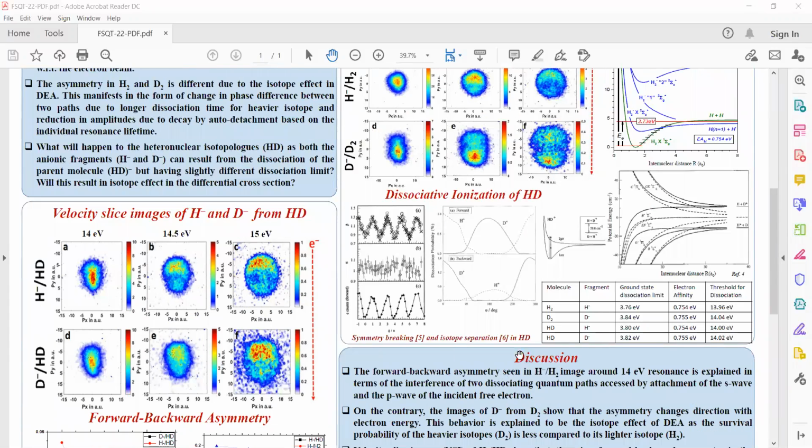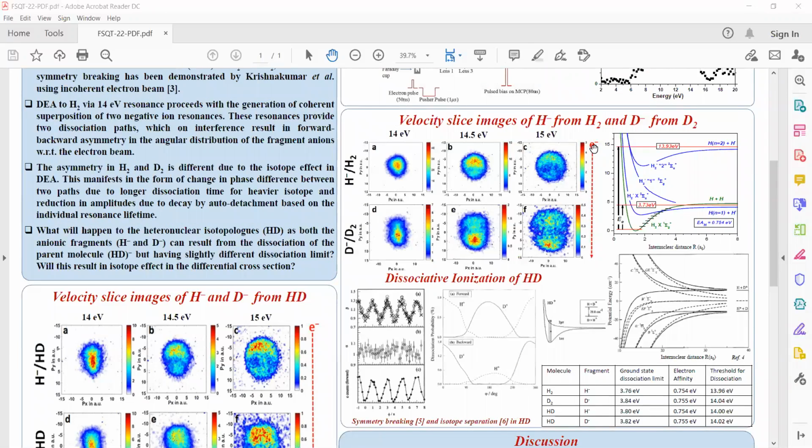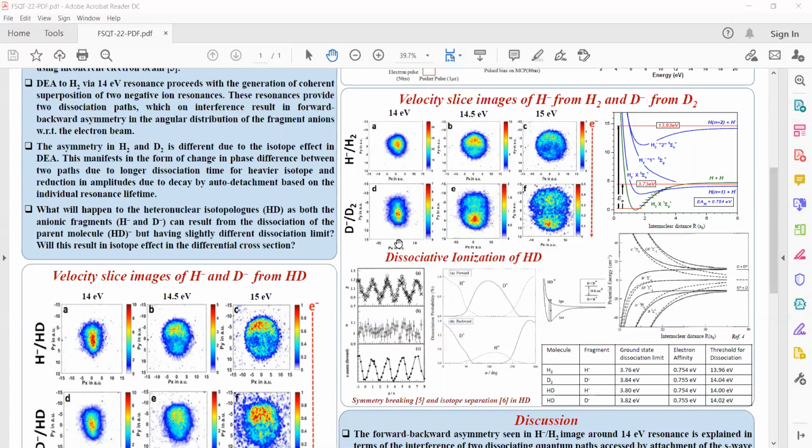So here is the forward-backward asymmetry seen in H minus from H2. You can see that this is the electron beam direction, top to bottom. It is clear that the ion intensity in the backward direction is more in comparison to the forward direction, and this asymmetry increases with increase in the incident electron energy for H minus from H2. This observation is understood in terms of the formation of a coherent superposition of two resonances of opposite parity on electron attachment. These two resonances dissociate to the same dissociation channel, resulting in interference between the two quantum paths coherently followed by the system.